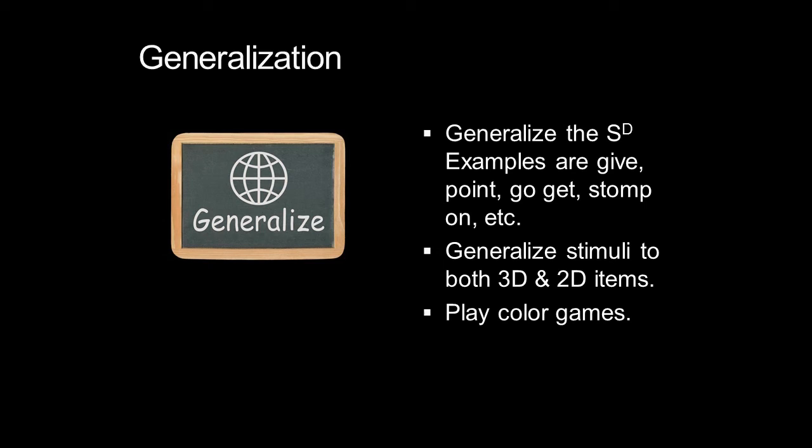Once you have about 10 receptive colors mastered, and as long as the receptive instruction program is going well or has gone well, we should generalize our SD to other things. Some examples are touch, give, point, and go get. You will also want to generalize the colors to both 3-dimensional colors, like those from a color sorter, and different types of colored pictures. You can also generalize by playing color games around the house and in the car, like a color scavenger hunt or "Do you see the color?"